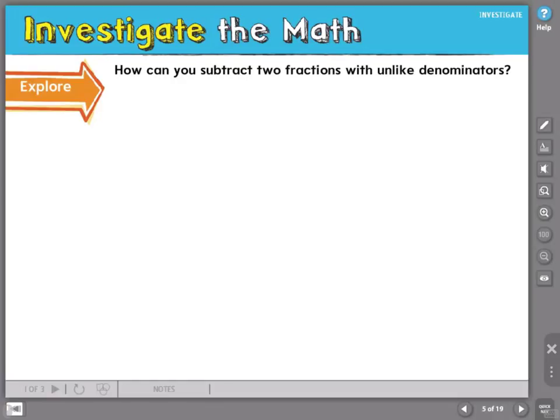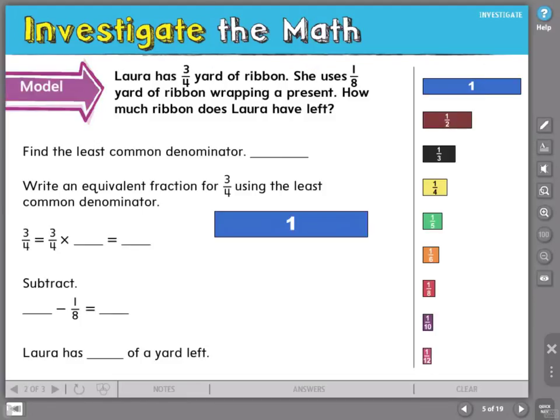How can we take what we learned about adding unlike fractions and use it to subtract two fractions with unlike denominators? Let's look at an example. Our model says, Laura has 3/4 yard of ribbon. She uses 1/8 yard of ribbon wrapping a present. How much ribbon does Laura have left? When I know that I'm asking how much she has left, that gives me a clue that I'm looking for a difference. I'm going to start by modeling my problem.